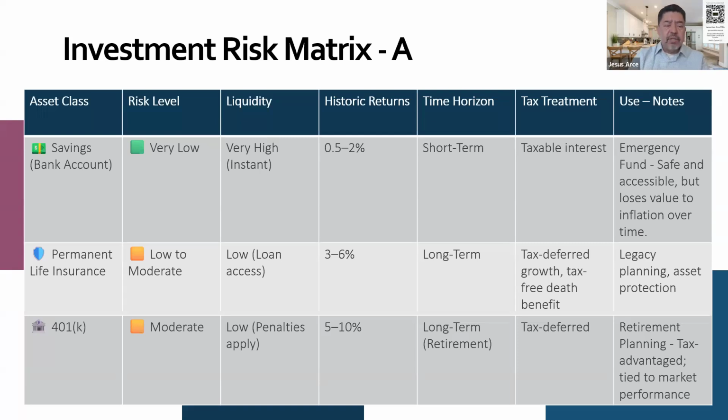The next one I'll be talking about is the 401k. The 401k has a moderate risk level. The liquidity is low. There are usually tax penalties associated with taking money out of a 401k. Historically, you get returns between 5 and 10%. It's long term, it's for retirement.